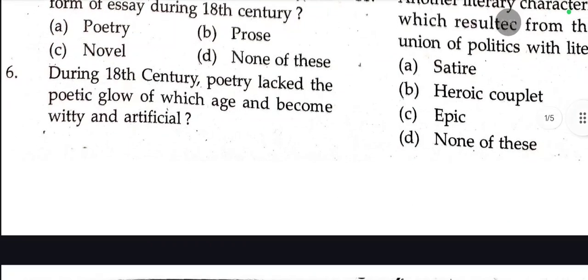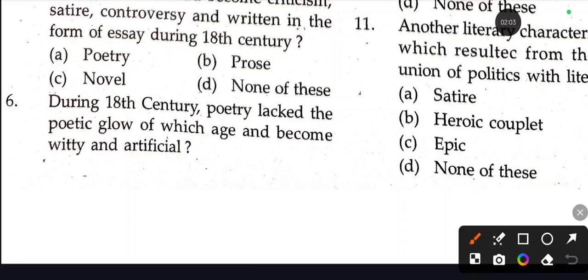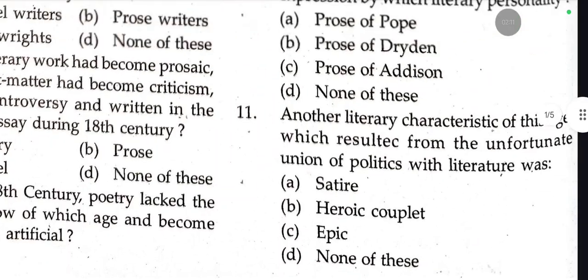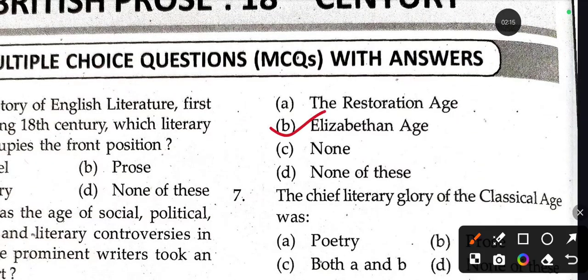Question number 6. During the 18th century, poetry lacked the poetic glow of which age, and became witty and artificial? The poetic glow was of the Elizabethan age. So option B will be the answer.